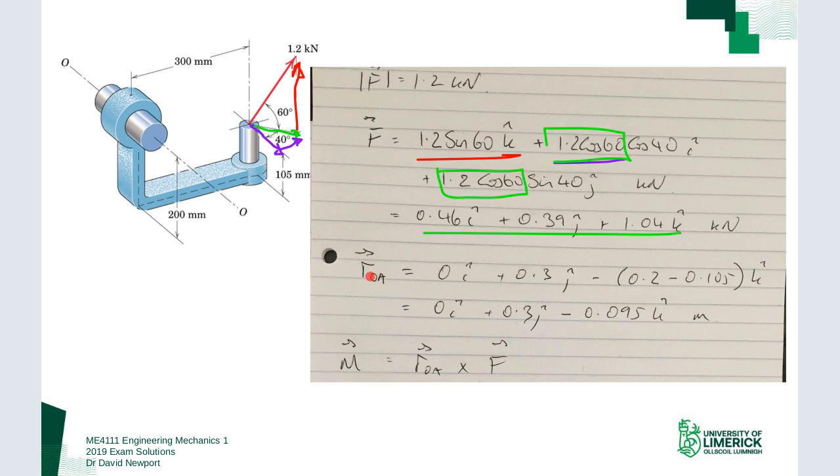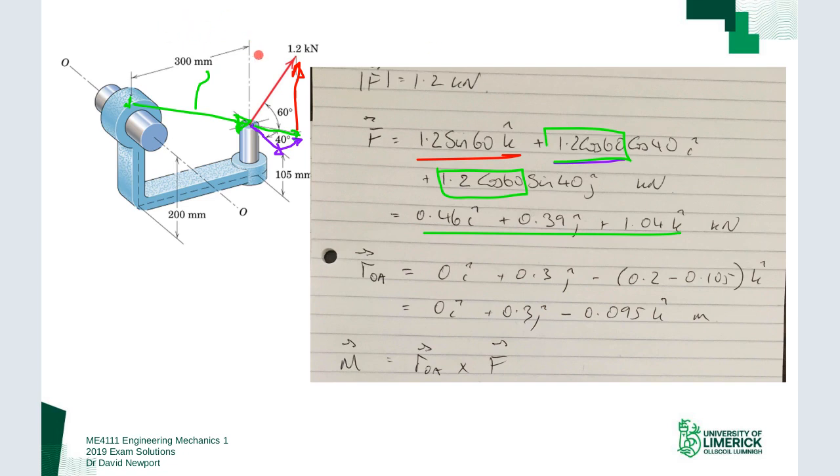Now I want the displacement vector from where I'm taking the moment, so I'm going to pick a point on this. It's on the OO axis. So from here, choose anywhere on the line of action of the force. So I've picked this location here. So if I pick this angle, this vector here, that I should be able to write in.